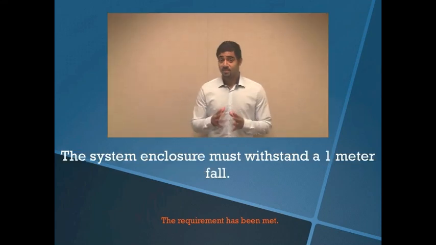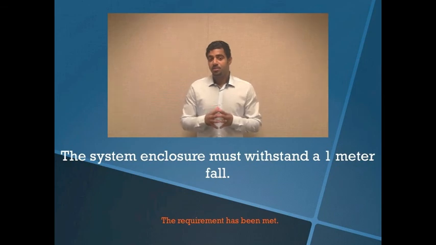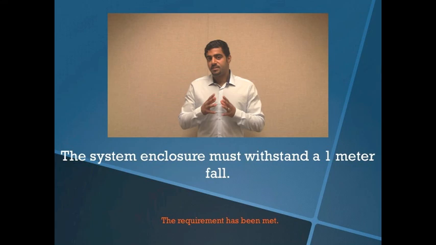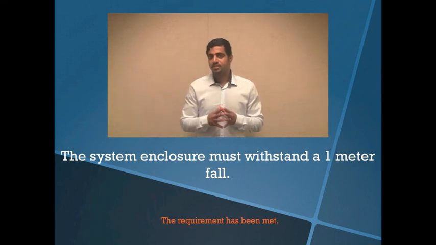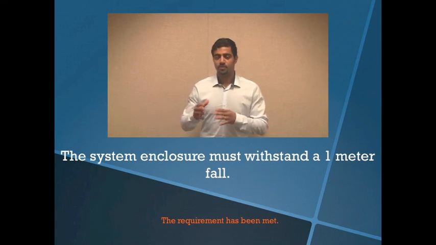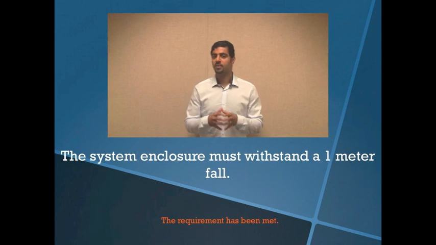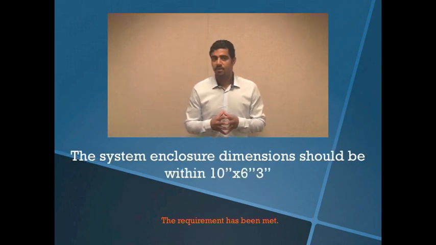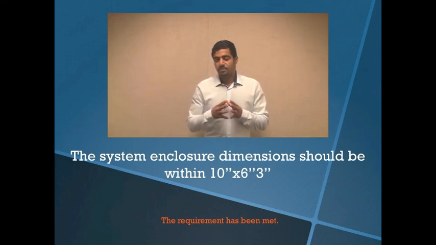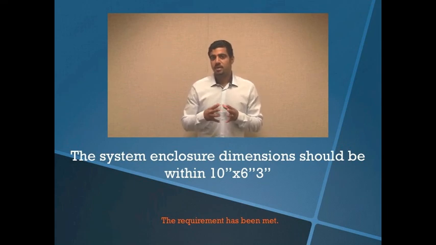For the system robustness, the ninth engineering requirement states that the enclosure should withstand a 40 inch fall, so that if any accidental fall happens from the installation or if anyone carrying it drops it, the system should stay safe. And the last one is having an enclosure size within 10 by 6 by 3 inches.